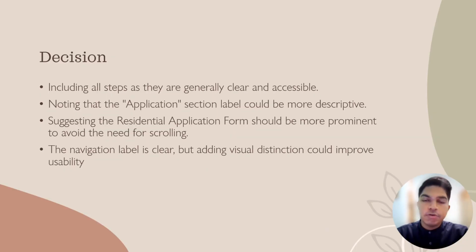Based on our findings, we recommend enhancing the descriptiveness of selection labels and improving the prominence of important forms to streamline the user experience for all personas. Some of the other decisions, like including all the steps that have been included, are generally clear and accessible, noting that the application section label could be more descriptive. The navigation label is clear, but adding visual distinction could improve usability as well.